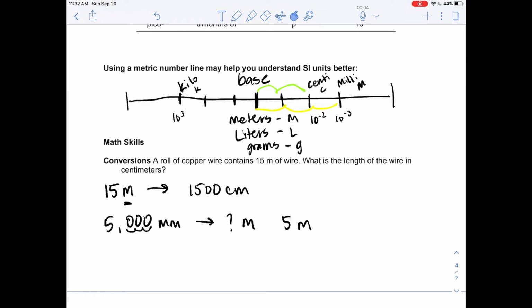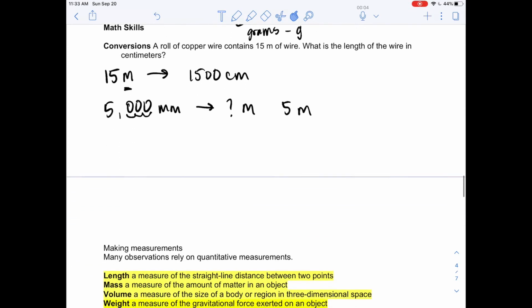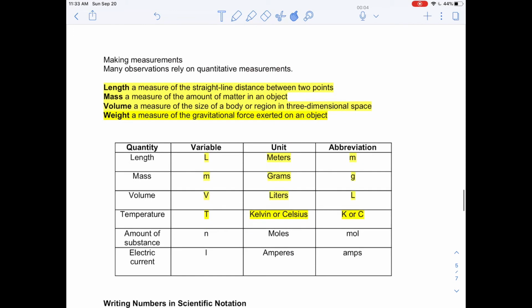Okay, so that is how you convert using the metric system and that number line, which you don't need to memorize. You can use the number line whenever you want. I think it's on most of the worksheets and stuff. But that is a really good tool to use. Okay, so we pair those prefixes with suffixes.